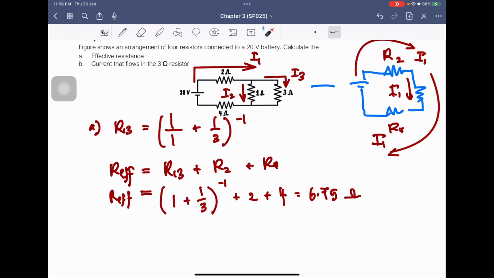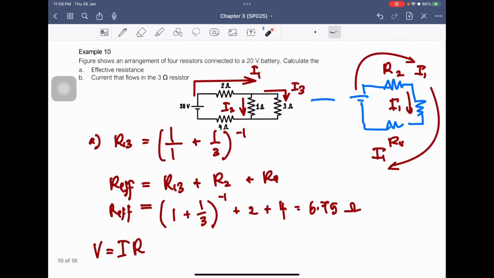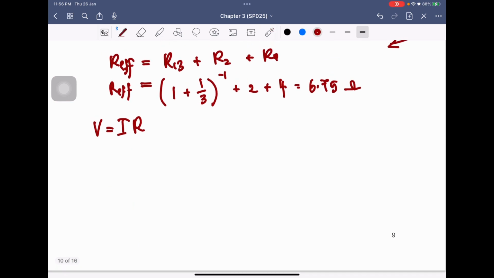Okay, so how do we do that? We are going to use Ohm's law, which is V equal to I R. Okay, so the current that is flowing here is I1, so I'm going to label it as R1, and the effective resistance is the one that we will be using.